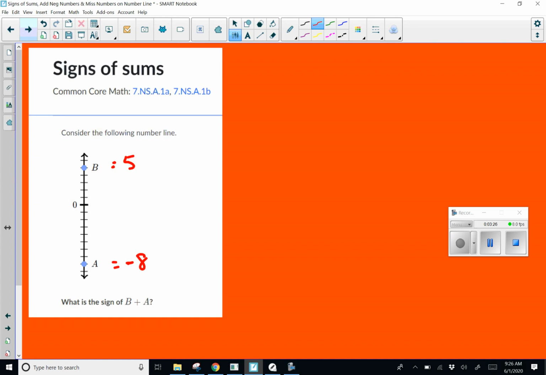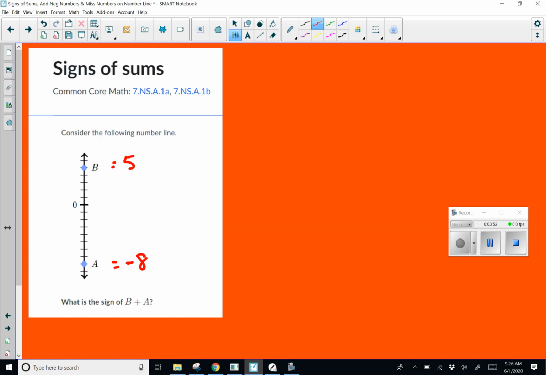The last one here, you can see that you have a vertical number line. So I'm going to take a look at where B is on my number line. It's at 1, 2, 3, 4, 5. It's at 5 on my number line. And then if we count down to where A is, we're going down from 0, which means we're in the negative side. So this would be -1, -2, -3, -4, -5, -6, -7, -8. So you can see that A is at -8.